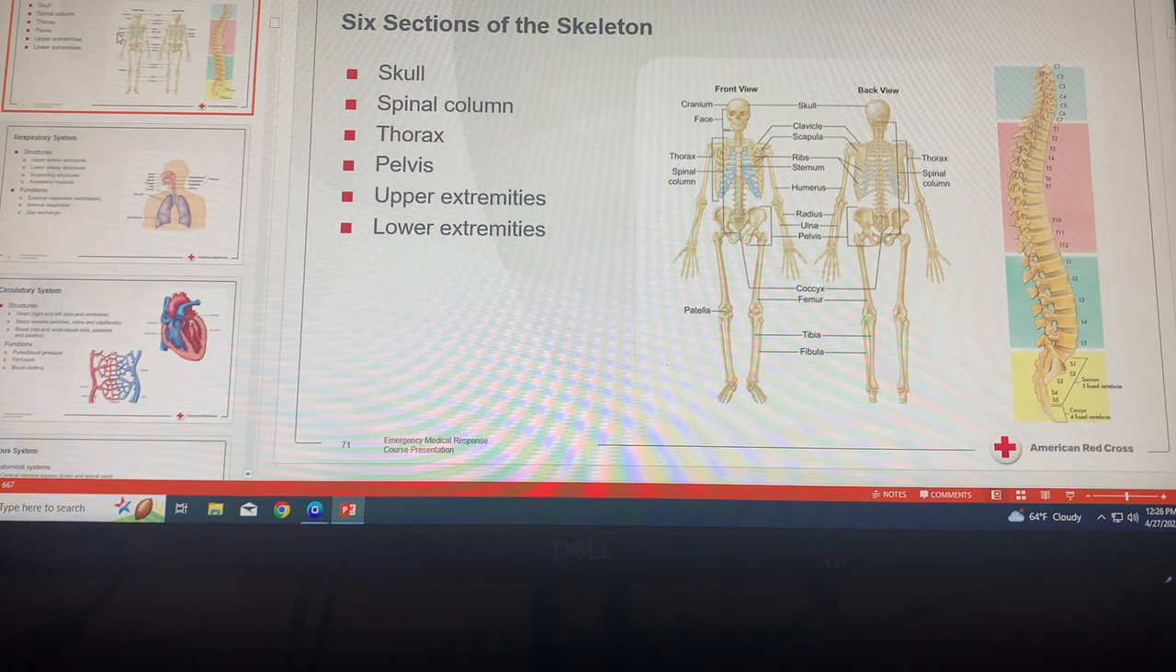Next is upper extremities. The upper extremities, or upper limbs, include the shoulders, upper arms, forearms, wrists, and hands. The upper arm bone is the humerus, and the 2 bones in the forearm are the radius and the ulna. The upper extremities are attached to the trunk at the shoulder girdle, made up of a clavicle, collarbone, and scapula, shoulder blade.